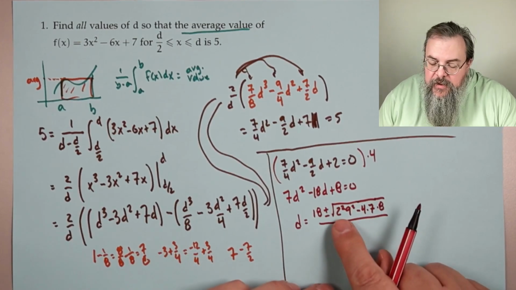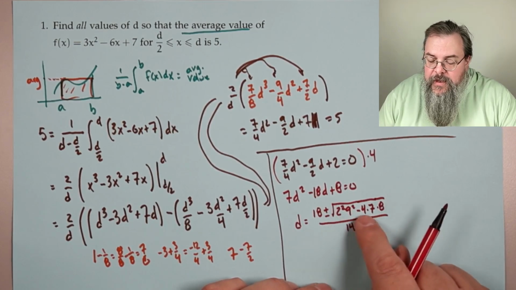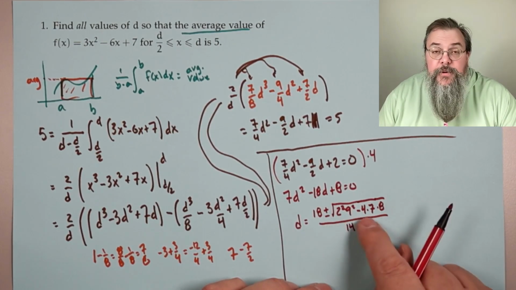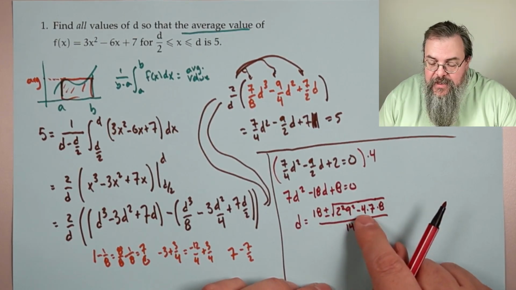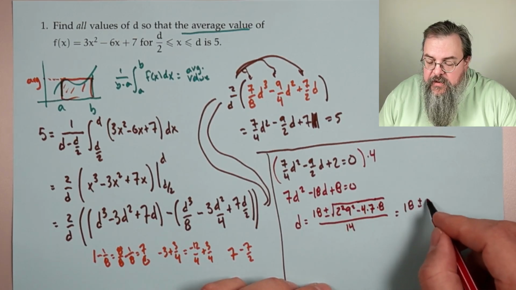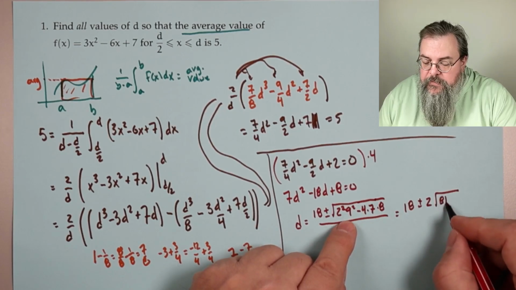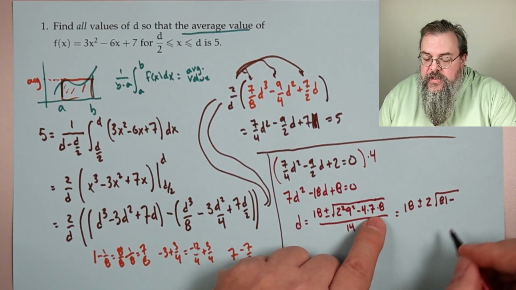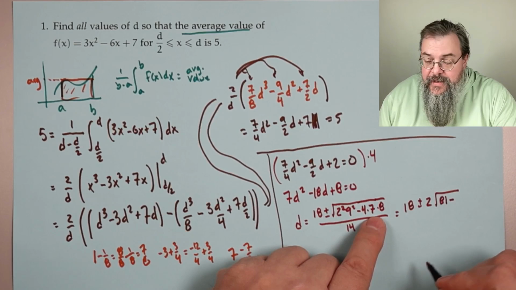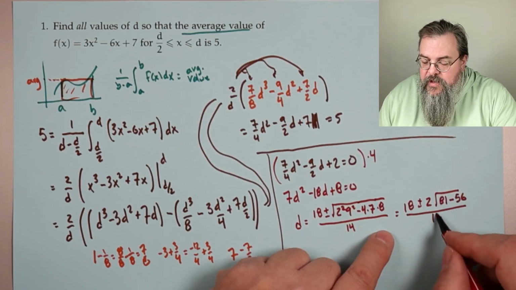Now, look, there's a factor of 4 there. So with that, I say, oh, I could pull the 4 out, and the square root of 4 is 2. So this becomes 18 plus or minus 2. And now I feel better. I have 81 minus 7 times 8, which is 56, all over 14.